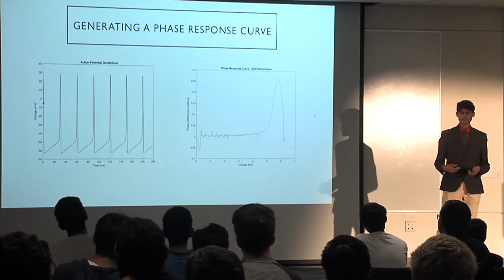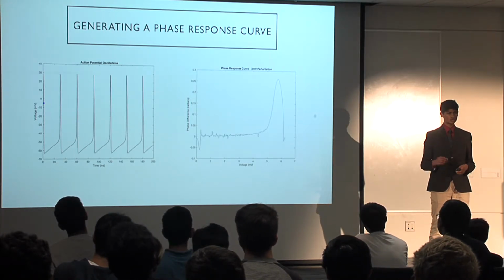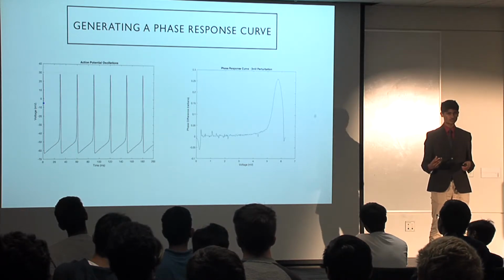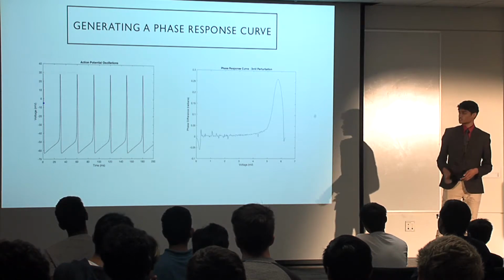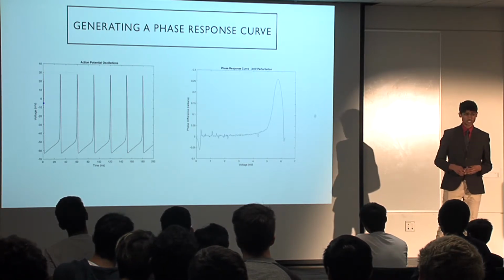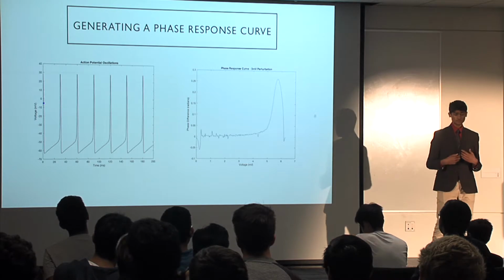The first part was generating a phase response curve. And a phase response curve basically tells us what the neuron's response will be when we give it a very, very small current or very, very small perturbation. And you may say, this is exactly what's already been done. And yes, so what we did is we first modeled what's already been done to see if those results align with our model, and they did.